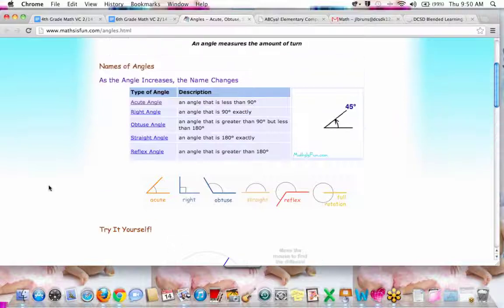So, yeah. Okay. An acute angle, we all know, is less than 90 degrees. So show me with your hands any kind of an acute angle.